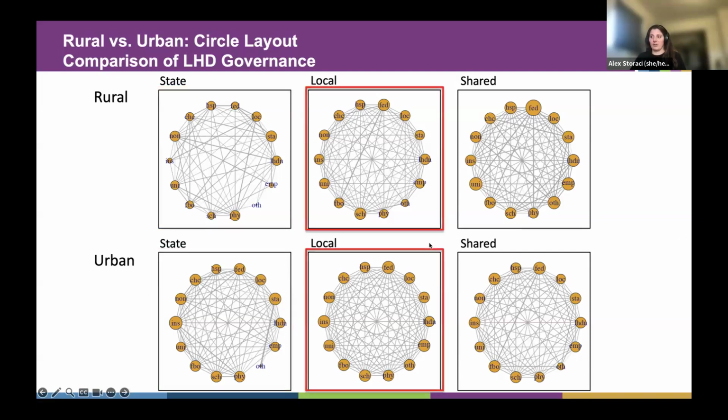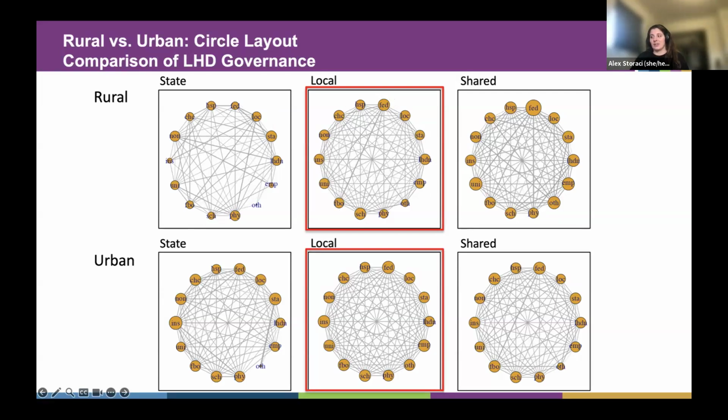Then if we wanted to compare rural and urban networks governed at the local level, we can see that rural networks have a lot more cross-sector collaboration here compared to those that are governed at the state level. It's a much denser network than this network shown here. Federal agencies also play a more substantial role in rural networks governed at the local level compared to rural networks governed at the state level. So you can see here that federal agencies collaborate with several different types of organizations, and they play a very minimal role in the state governance structure.